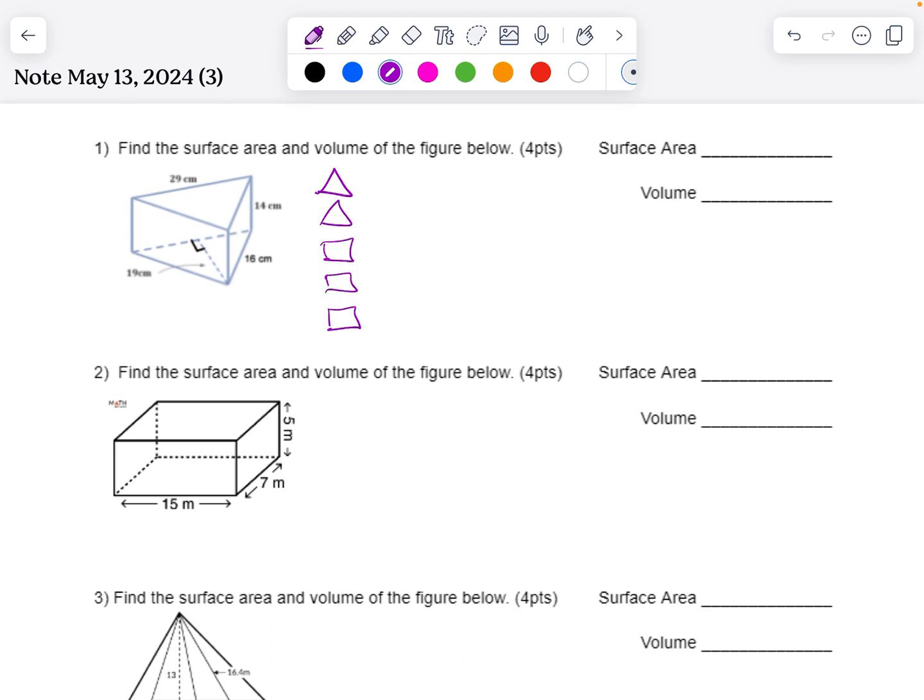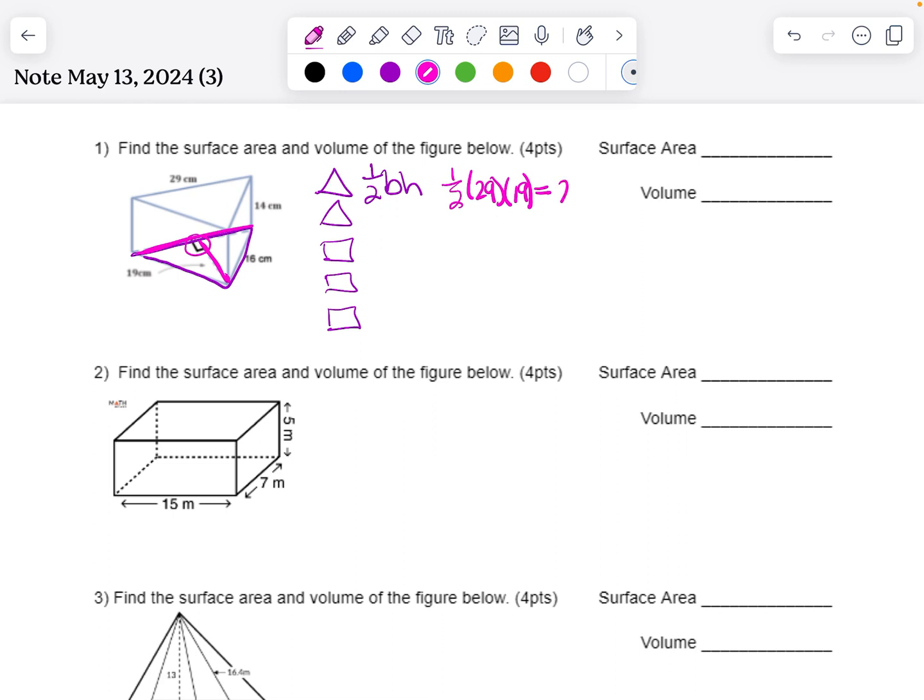So here's a triangle. We know the area of a triangle is half of the base times the height. But how will we know which is the base and which is the height? Remember that they form a right angle. So this is the base and this is the height, which is going to be 29 times 19. And it's going to be 0.5 times 29 times 19, which is 275.5, and there's 2 of those.